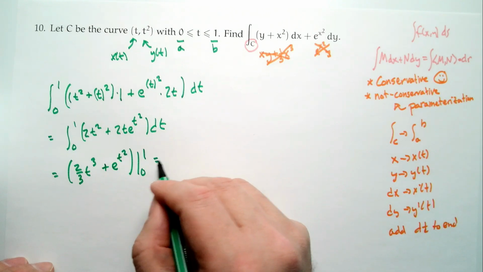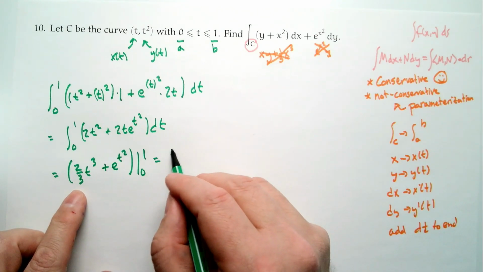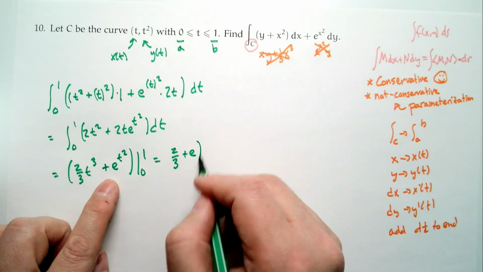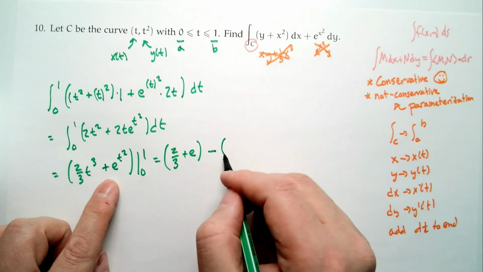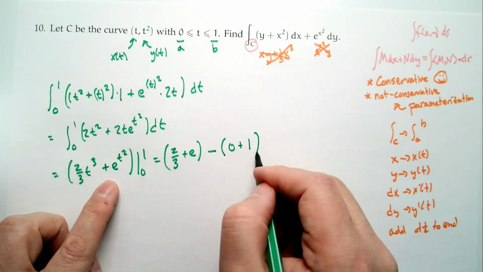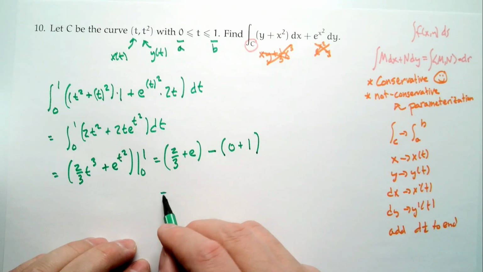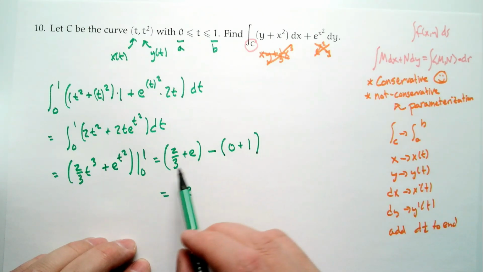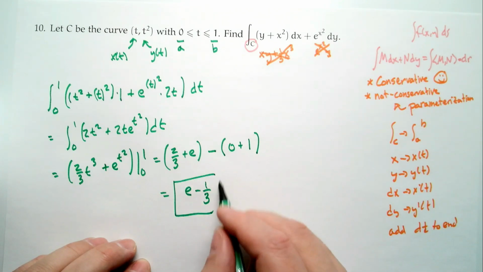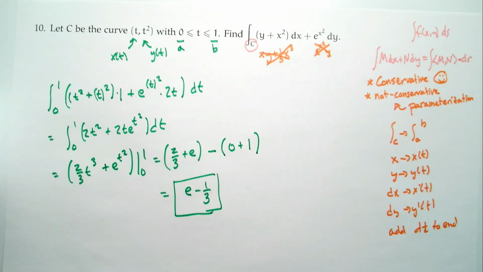So this becomes, plug in 1, 2/3 times 1 plus e to the 1. Subtract, plug in 0, 0 plus e to the 0, which is 1. So we end up with e, then 2/3 minus 1 is minus 1/3. And there we go.